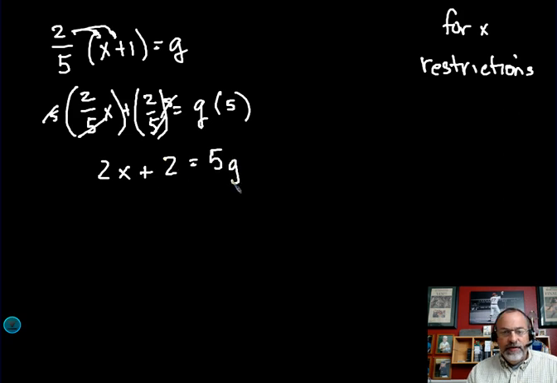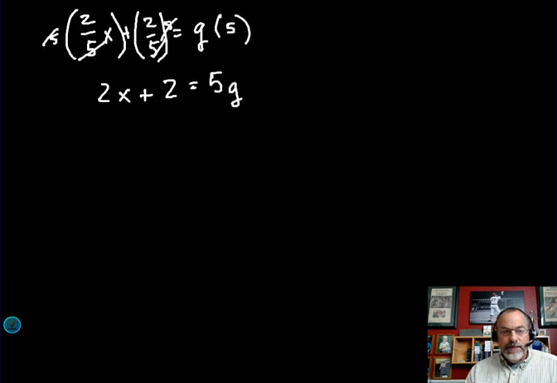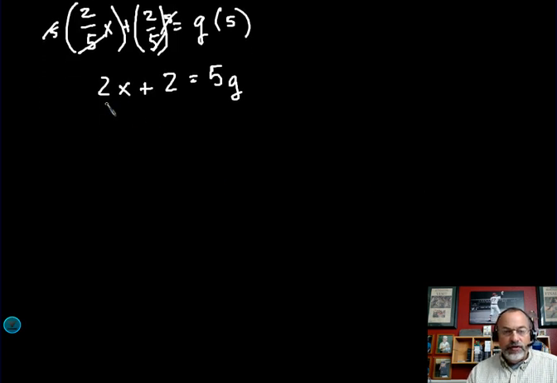5 times g is 5g. Sorry, I did that again. Okay, we're solving for x, so I would remove fractions, which I just did. Then I go ahead and get the term that I'm solving for by itself. So I have 2x, so I'm going to subtract 2 so that x is by itself. And then I can go ahead and divide everything by 2.